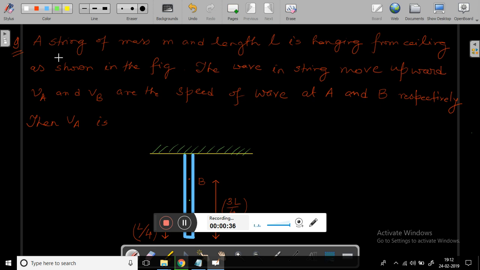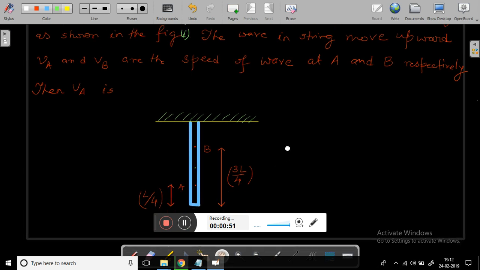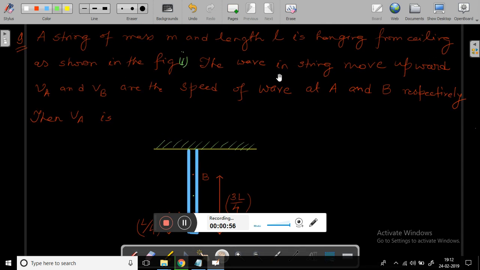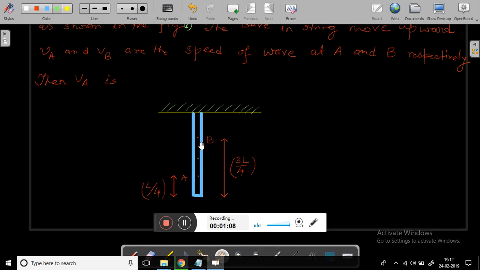Here in this particular problem, it is given that a string of mass m and length l is hanging from a ceiling as shown in the figure. This figure is given over here. Here we find that the wave on the string moves in the upward direction with speeds vA and vB, the speeds of the wave at points A and B respectively. That means at point B the velocity of the wave is vB, and at point A the velocity of the wave is vA, and both these waves are moving in the upward direction.